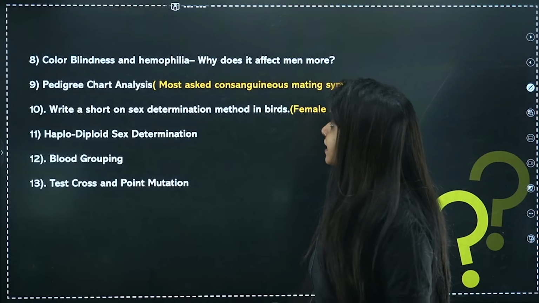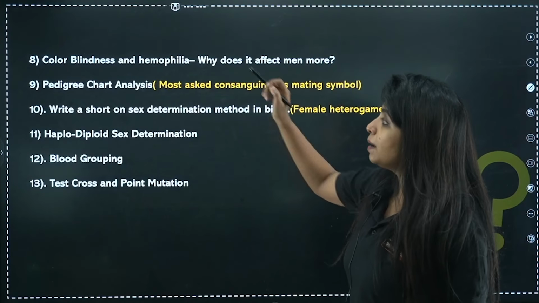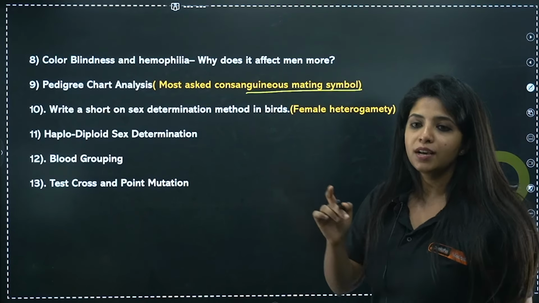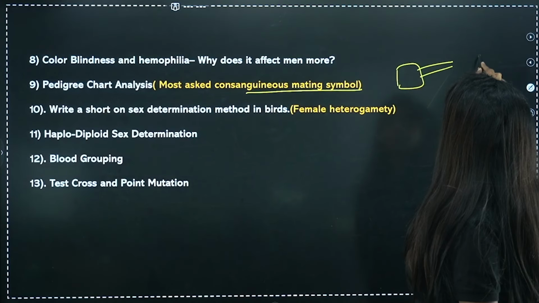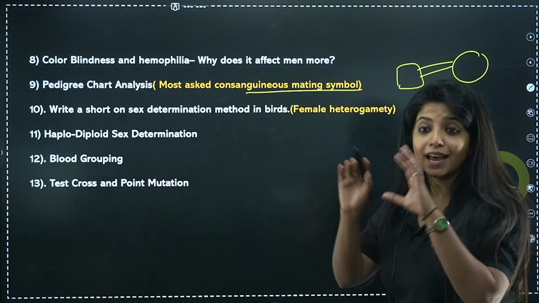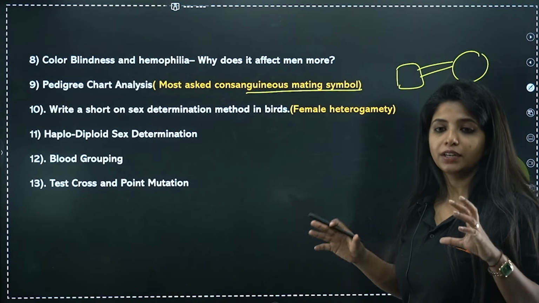Now, color blindness and hemophilia and all these questions, pedigree chart analysis. Most asked is the consanguineous mating symbol. There's a symbol like this. Please know it is mating between relatives. It is the one which is mostly asked, but please understand how to solve the pedigree chart related questions.